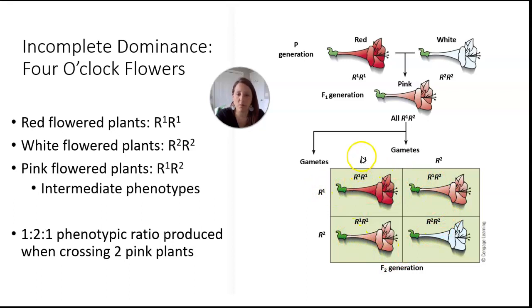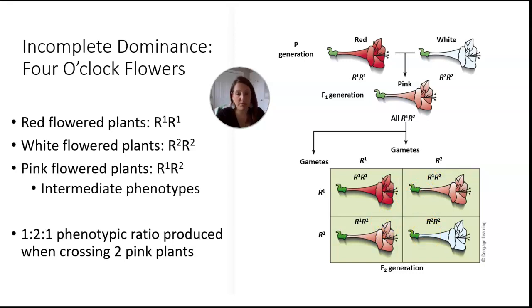So here R1 and R1 end up in the same cell, and we end up with offspring that are all R1, R1. These would be red flower producing plants. Here we have this gamete being fertilized by this gamete, and so we end up with R1, R2, pink. Okay, same thing over here, this gamete and this gamete, R1, R2. And lastly, in this box here, it would be this gamete and this gamete. So again, R2, R2. So for the phenotypic ratio, we have 1 red, 2 pink, and 1 white. That's the 1 to 2 to 1 ratio.